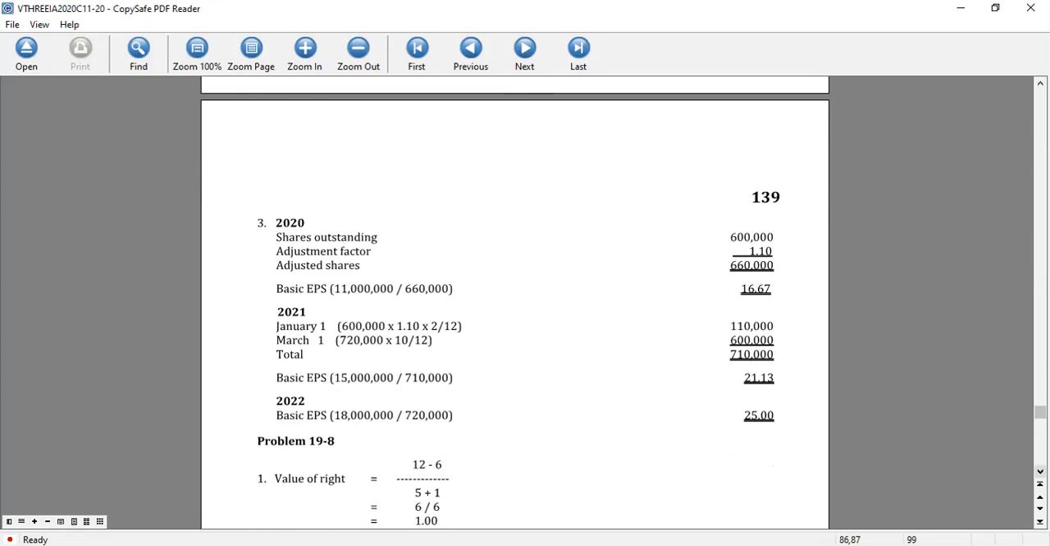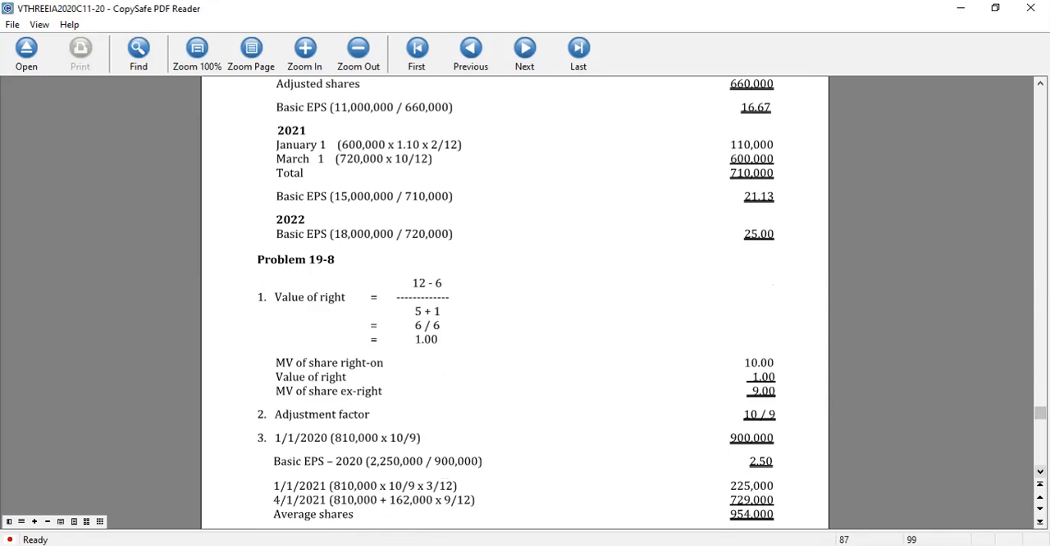Then in 2022, we have the basic EPS equal to the net income of 18 million, and we divide it by 720,000 shares. That's at the end of 2022. So we now get the rate of 25 per share.